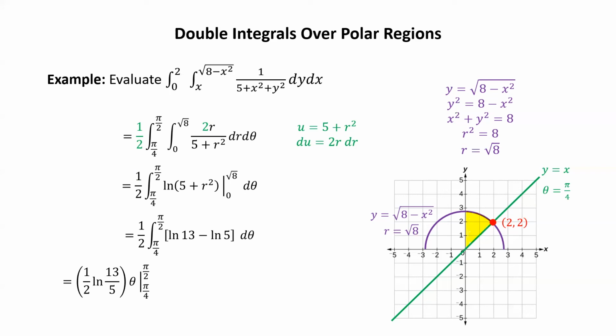And since everything is constant with respect to theta, we just get theta from pi over 4 to pi over 2. So we get pi over 2 minus pi over 4, leaving the constant out front. So pi over 2 minus pi over 4 is pi over 4. Multiplying that times 1/2, we get pi over 8. And we still have ln 13 over 5.